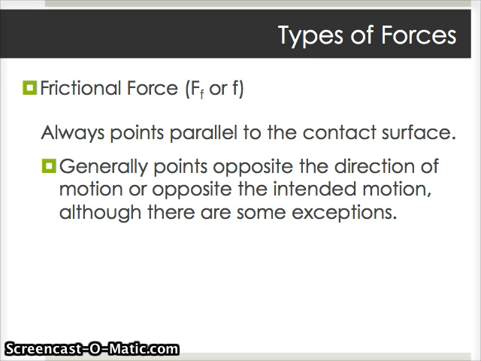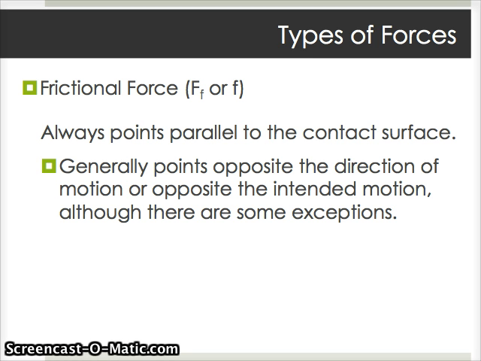And so if a problem mentions friction or mentions that the surface is rough, then we will have that frictional force. And you can use F sub F, or sometimes just a lowercase f is used for friction. Now, this force is always parallel to the contact surface. So you can see that between normal force and frictional force, we are covering like the entire direction compared to a surface. It generally points opposite to the direction of motion, although there are some exceptions to that that we will discuss.